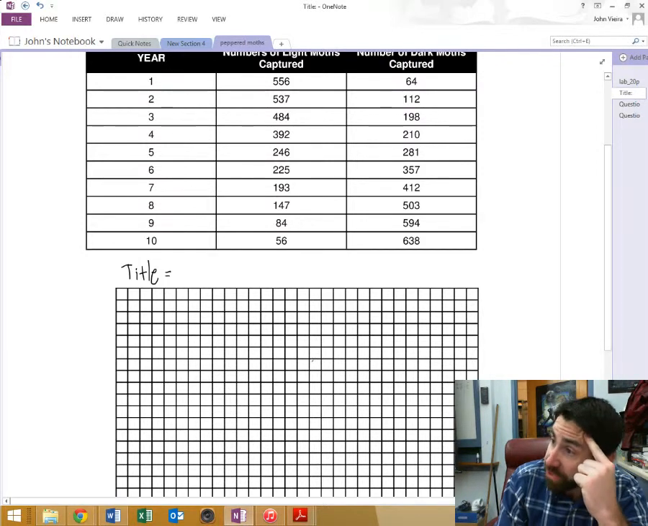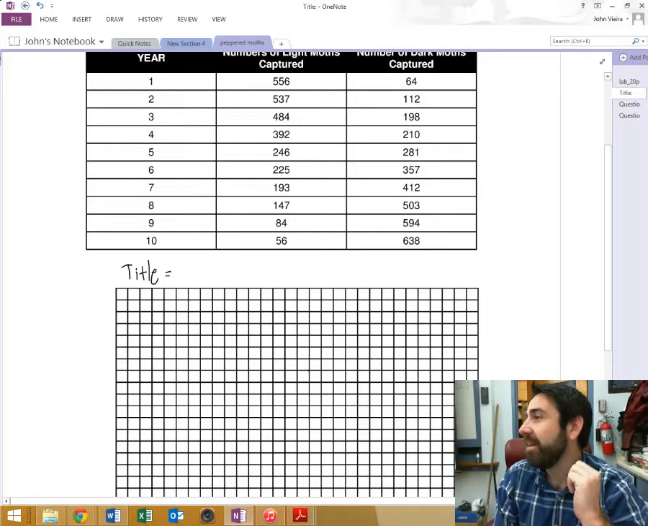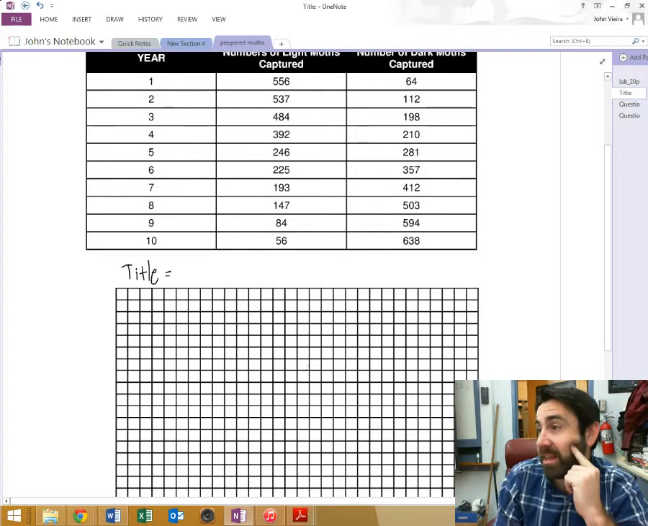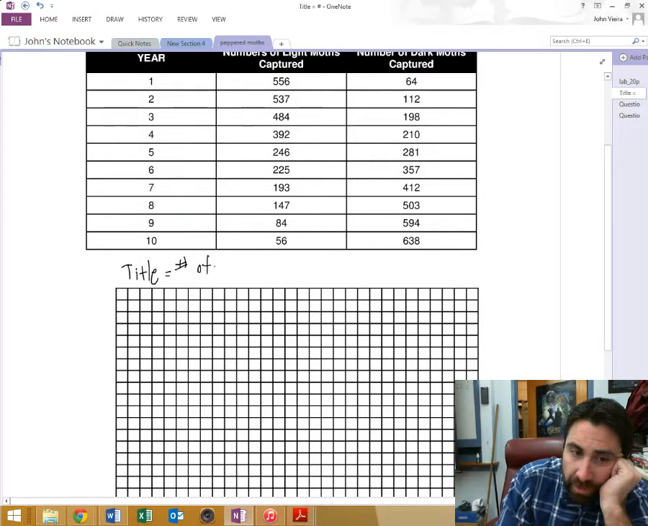Yeah, Kayla. In 1 year? Is that what the graph is showing? What is this graph showing me, Molly? Number of moths captured throughout 10 years. If I wanted to get really specific, to tell me exactly what this is telling me, it's the number of light and dark moths captured over 10 years. Where? In Manchester, England. That would be the title, right? So it would be number of moths. You can put light or dark moths captured.